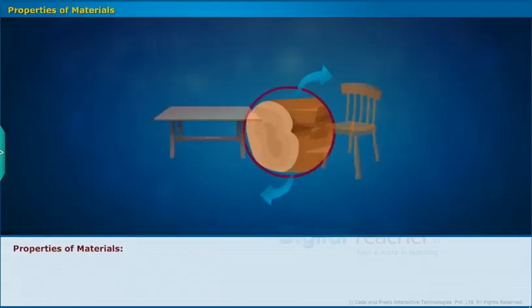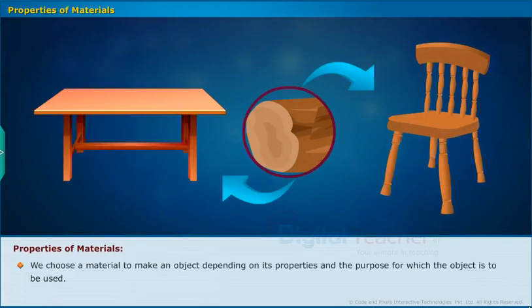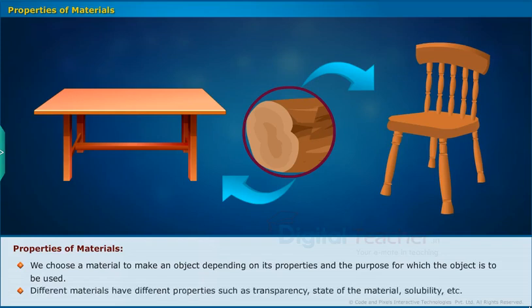Let us know about the properties of materials. We choose a material to make an object depending on its properties and the purpose for which the object is to be used. Different materials have different properties such as transparency, state of the material, solubility, etc.